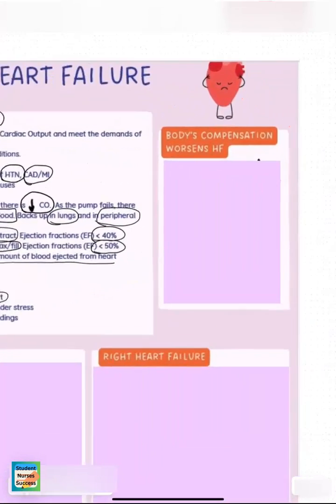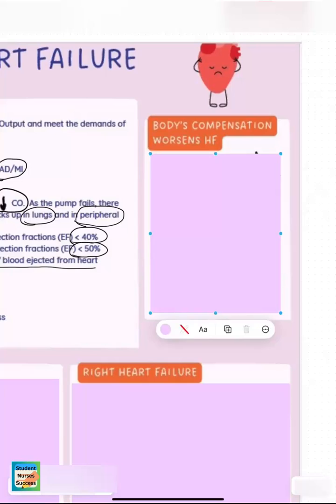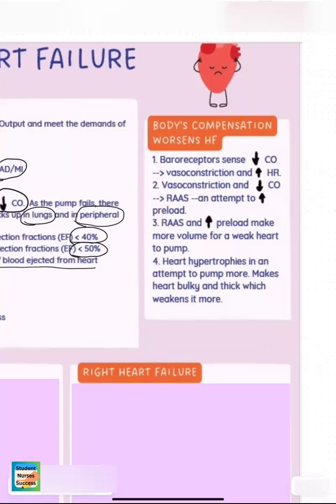Let's talk a little bit about compensation. Your body is excellent at compensating for things. The problem is when your body starts to compensate for a weak and failing heart, it actually causes the problem to get worse. Let's talk about the process of what goes on.